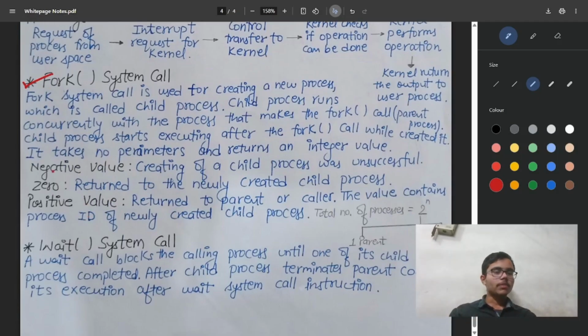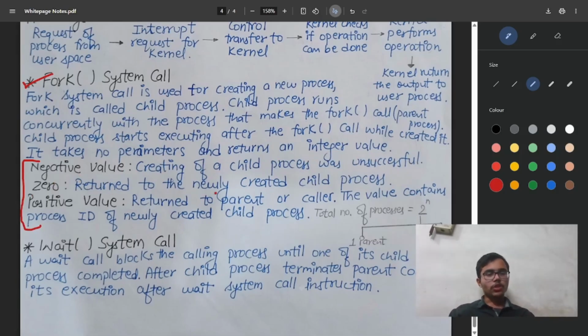So just remember here, this is a fork system call. The question comes from the numerical part, so there is no need to discuss this here. Fork system call is explained through code only, but you have to remember this while solving the numerical. A negative value means the creation of a process was unsuccessful, the creation of a child process was unsuccessful.